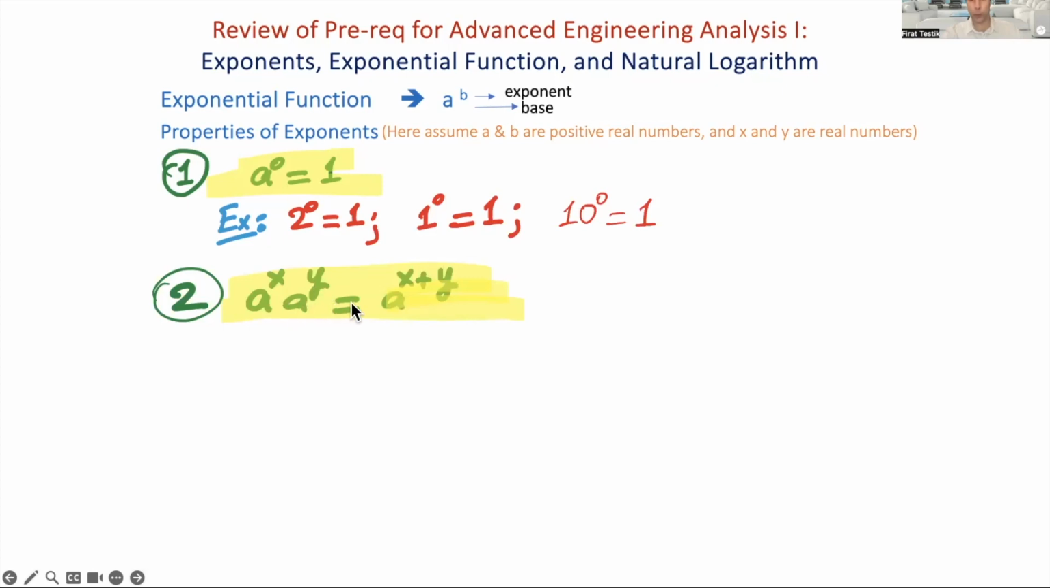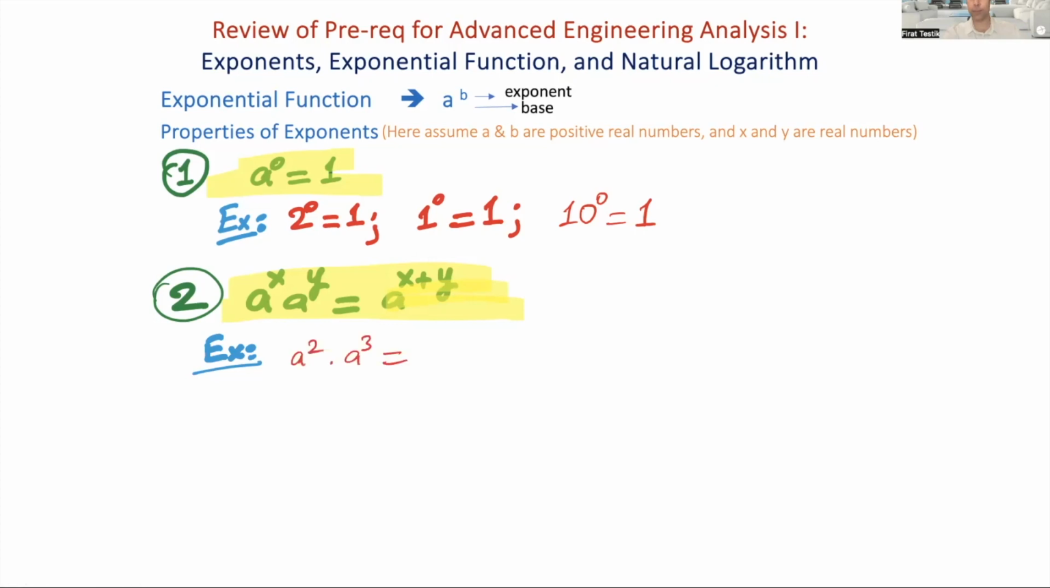As the second property, a to the power x multiplied by a to the power y is equal to a to the power x plus y. Here, the important thing is the bases of these exponential functions are identical, which is a here. So if we have the same base for the exponential functions, and if the exponential functions are multiplied, we can simply sum the exponents x and y. So we have the expression a to the power x plus y.